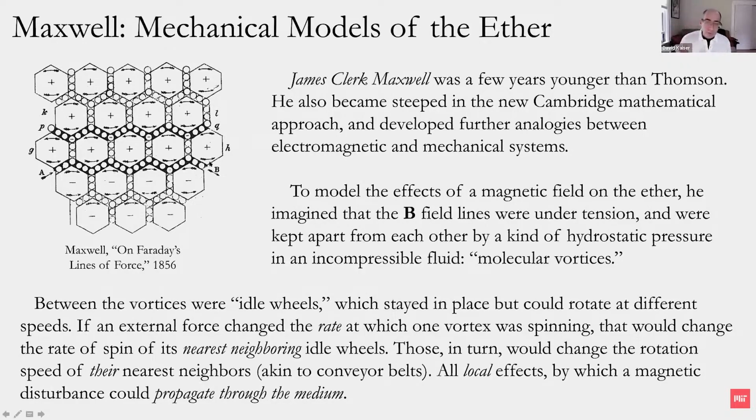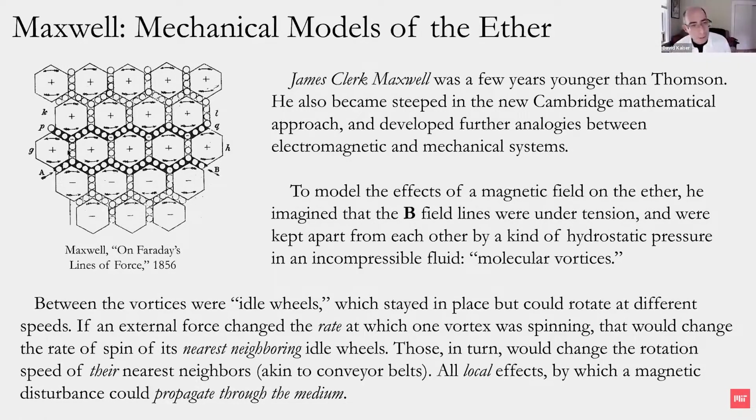If an external force changed the rate at which one of these vortices was spinning, you could change it by imposing one of these external fields like a magnetic field. You change the rate at which this unit cell is spinning, that changes the rate at which the immediately nearest neighbors are going to be behaving. It's all this Faraday field idea of local neighbor to local neighbor, not action at a distance.